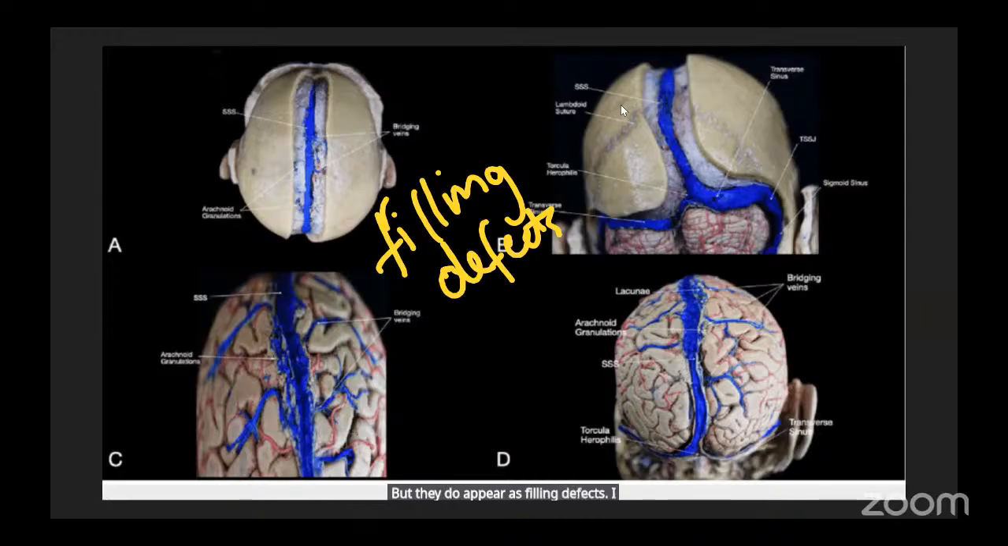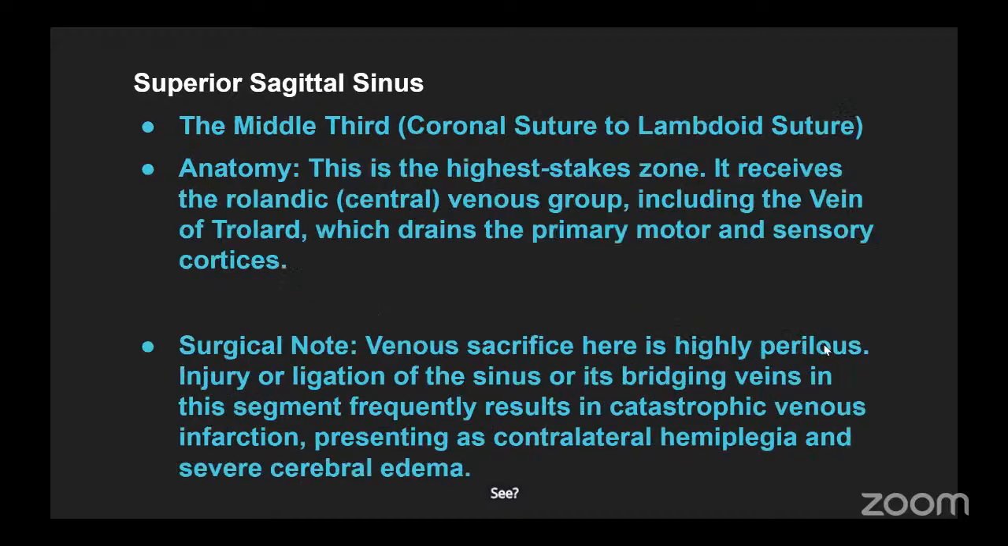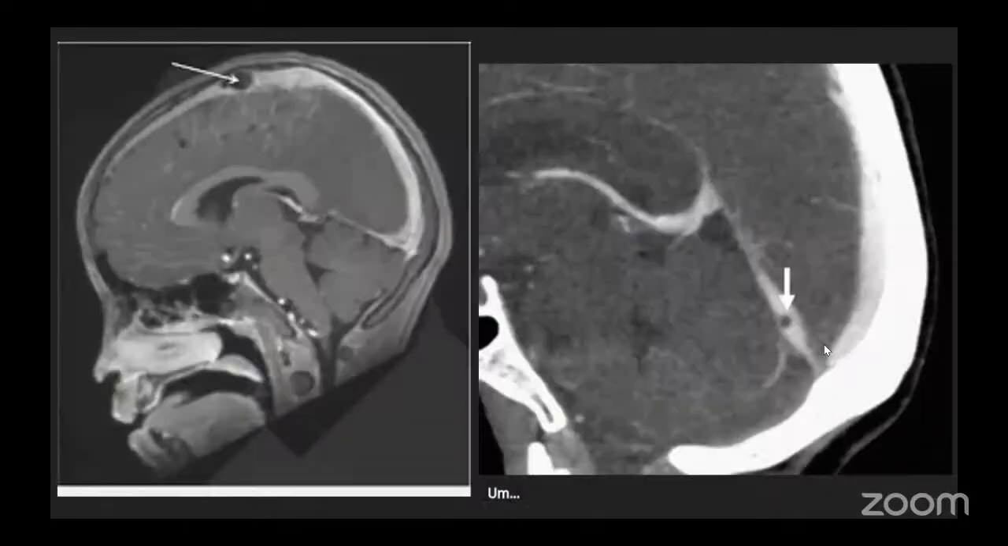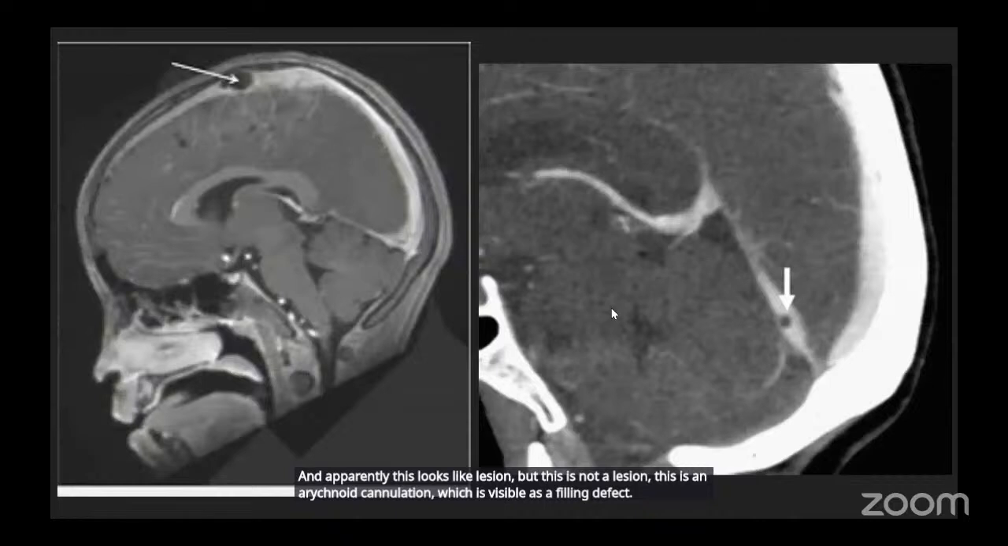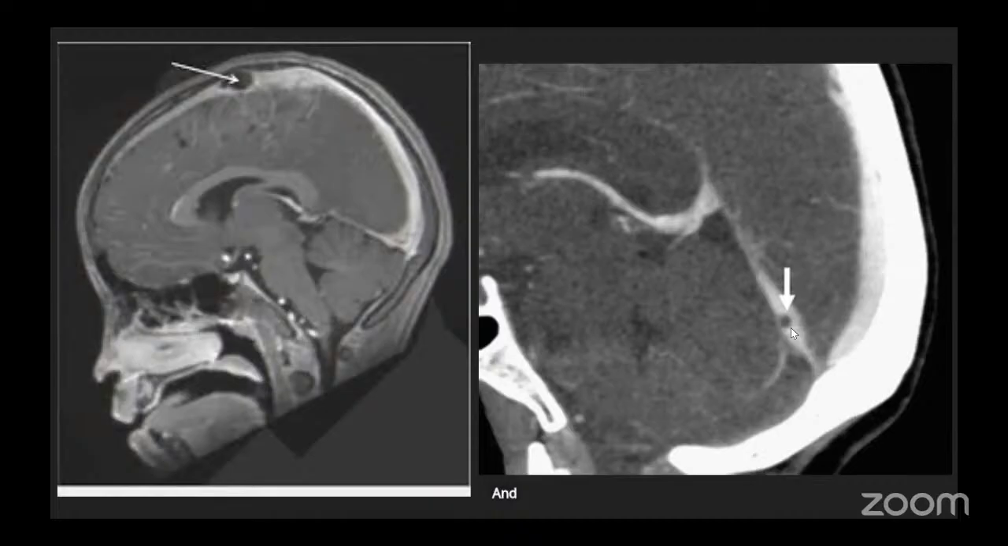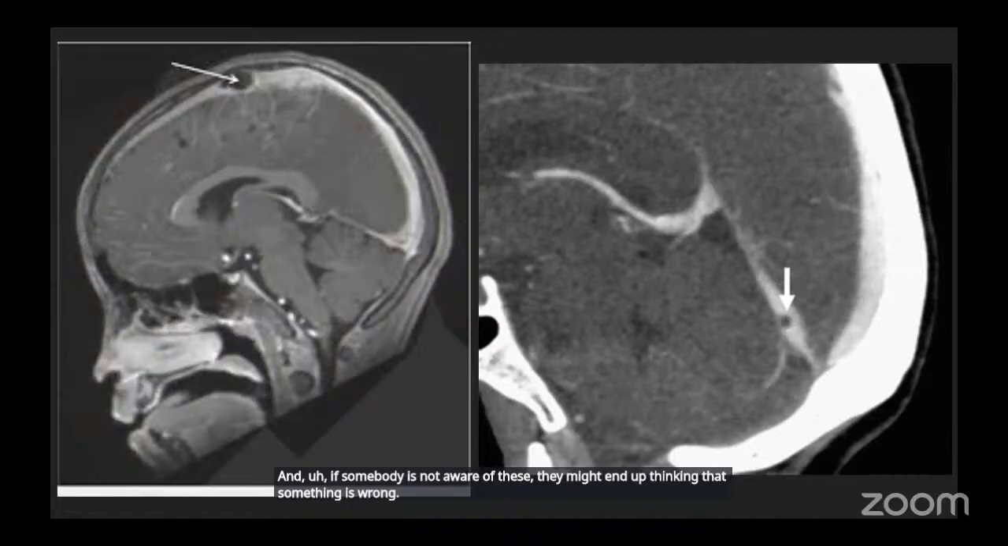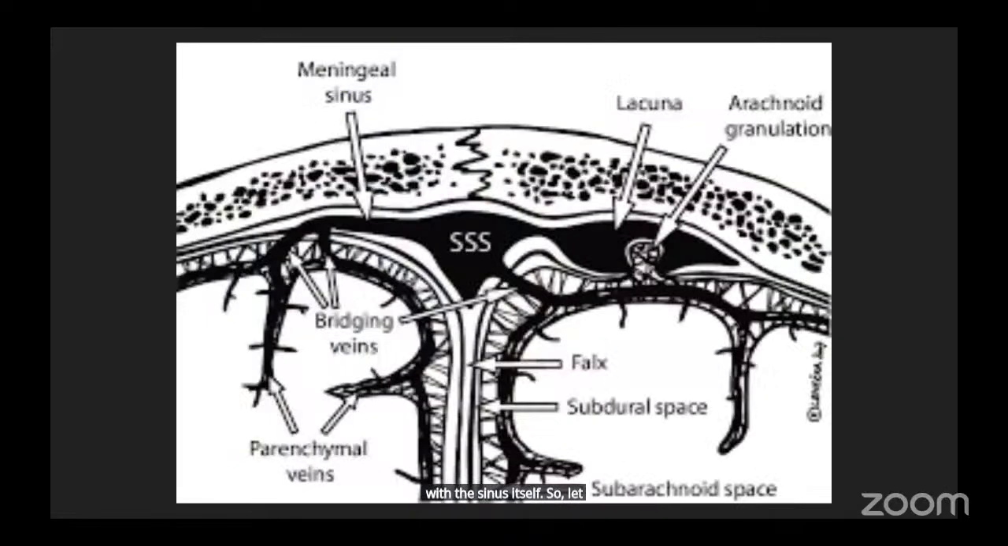I have a few images. Okay, so this is the image. You can identify here this hypointense region around the superior sagittal sinus. And apparently this looks like a lesion, but this is not a lesion. This is an arachnoid granulation, which is visible as a filling defect. A similar granulation is also visible in this straight sinus. And if somebody is not aware of these, they might end up thinking that something is wrong with the sinus itself. So let's go back.